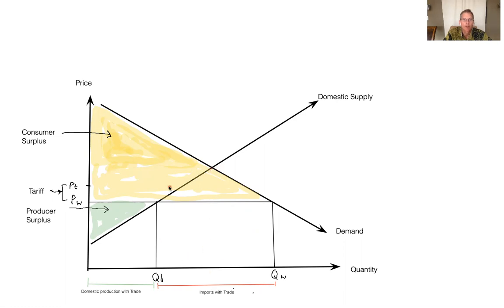So this is the situation where we're importing, and here is the consumer's surplus. With imports, basically what happens is the old domestic supply line becomes this flat domestic supply line because international producers are willing to supply as much as the market wants at this price here. So that's how that works. Again, the domestic producers are getting a smaller producer's surplus.